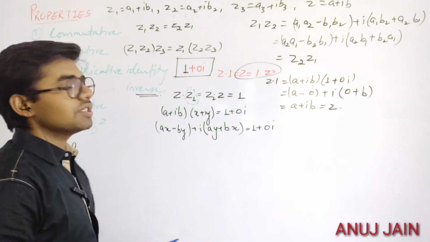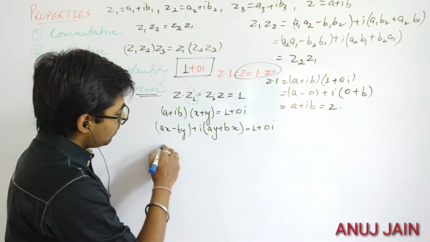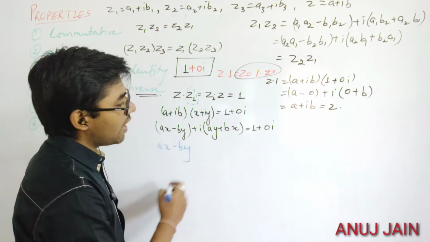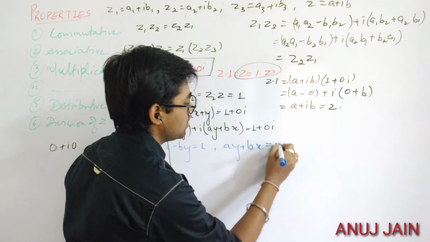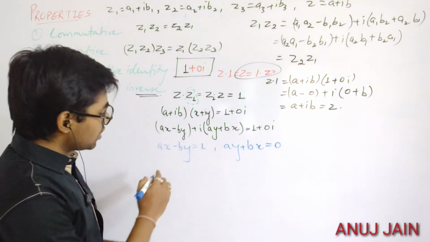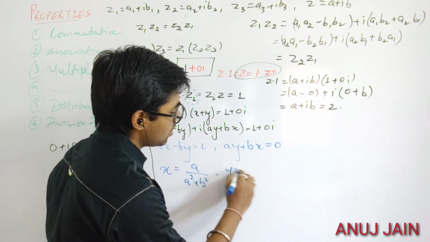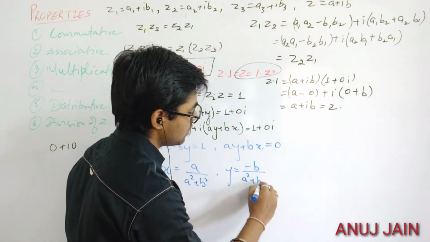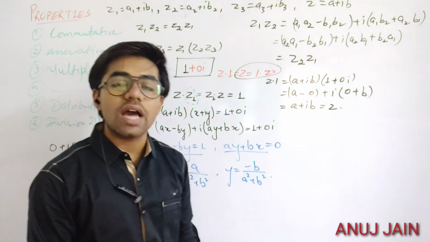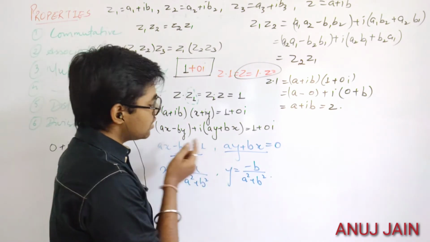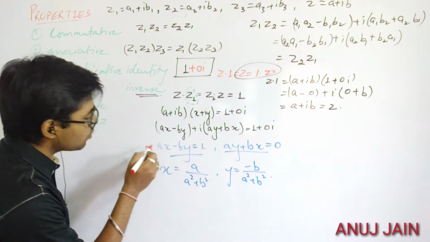Now what you have to do is just equate the imaginary and the real part. So on equating we get AX minus BY is equal to 1, and second we get AY plus BX is equal to 0. When you solve these equations, you will get X is equal to A upon A square plus B square, and Y is equal to minus B upon A square plus B square. Okay, these are linear equations. What you have to do is just take X or Y here. Okay, just find the value of X or Y here.